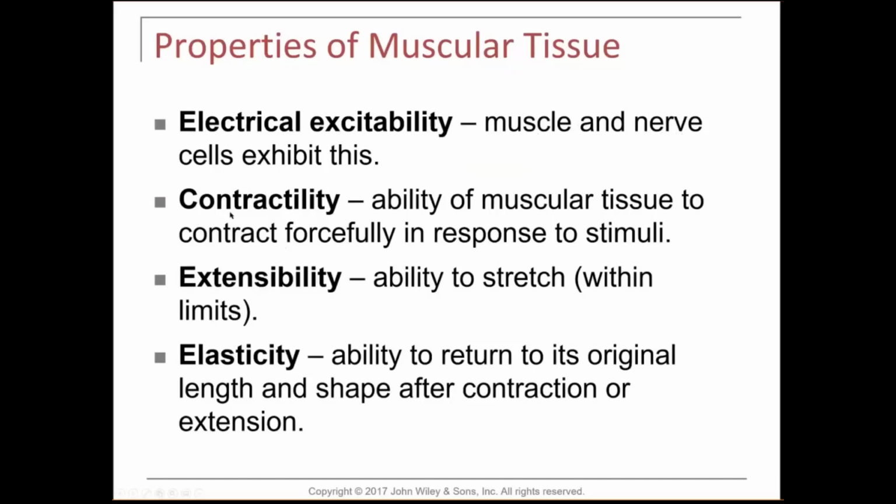Now, contractility. This is another property of muscular tissue. In fact, this is probably the most important property of muscular tissue in terms of function. The cells that make up our muscle tissue are able to contract, to shorten. And as a result of shortening, they are able to pull on whatever they're attached to, right? If it's skeletal muscle fiber, it's going to be attached to bones, and it pulls on those bones, gets those bones to move, right? Now, contractility refers to shortening.